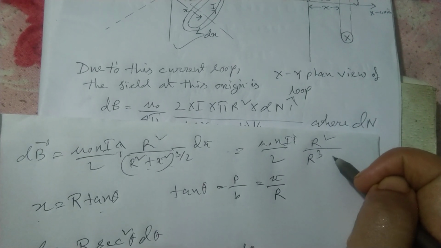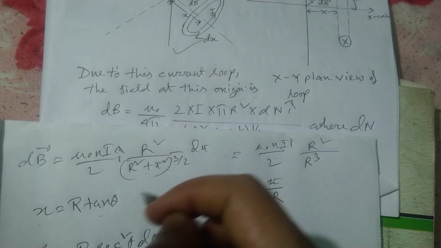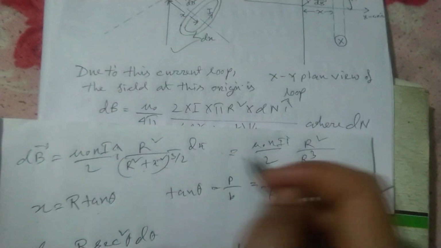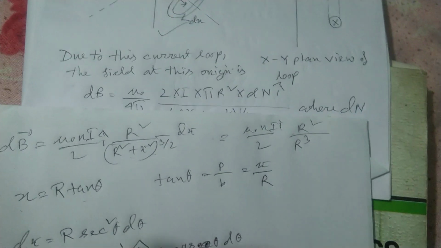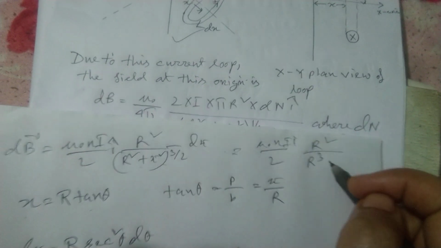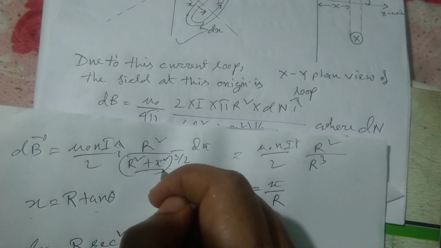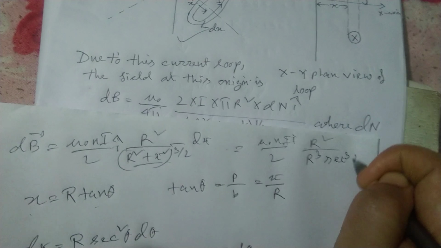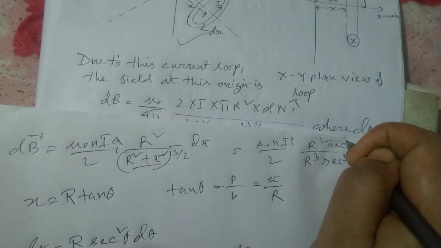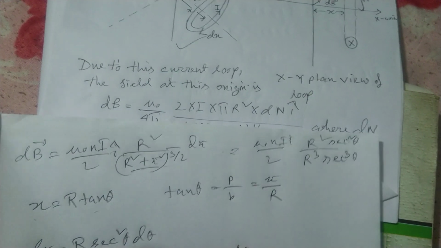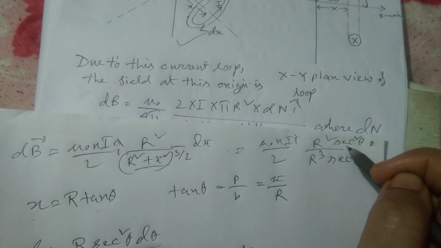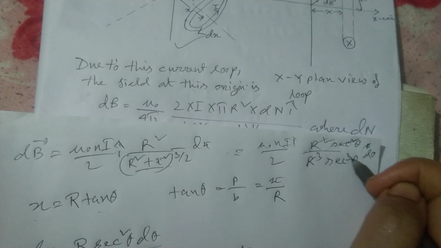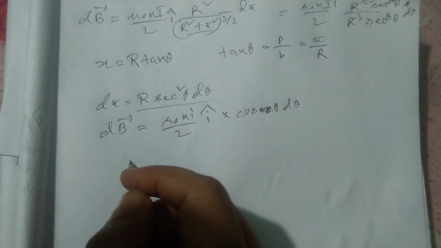And putting the value x equal to r tan theta, it is r square sec square theta, so this value is sec cube theta, and this is sec square theta. Because of the derivative part, r into sec square theta d theta, the r cancels, the sec square theta cancels, and I get this value. Now dB is equal to this.